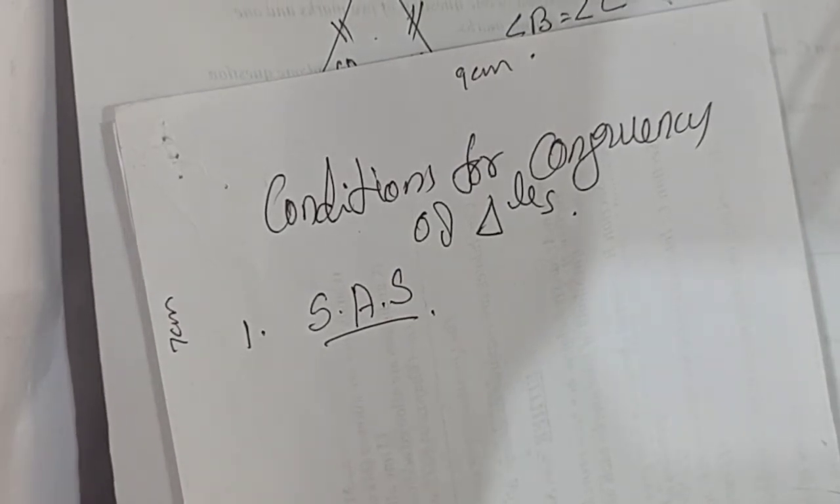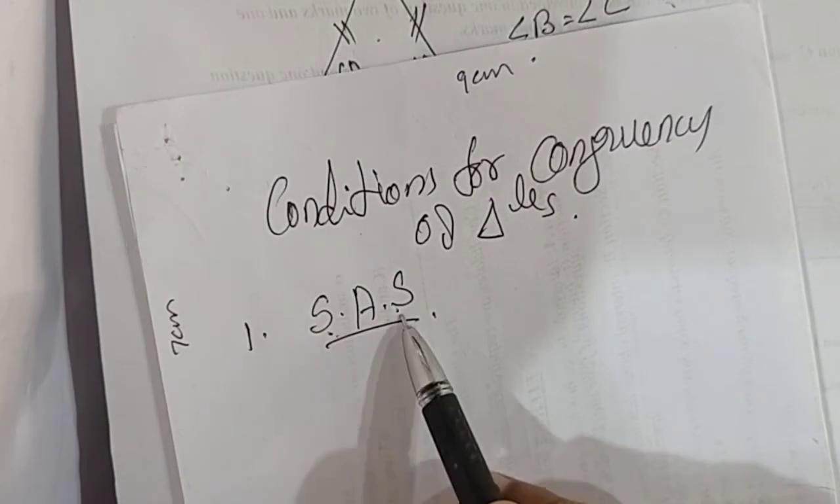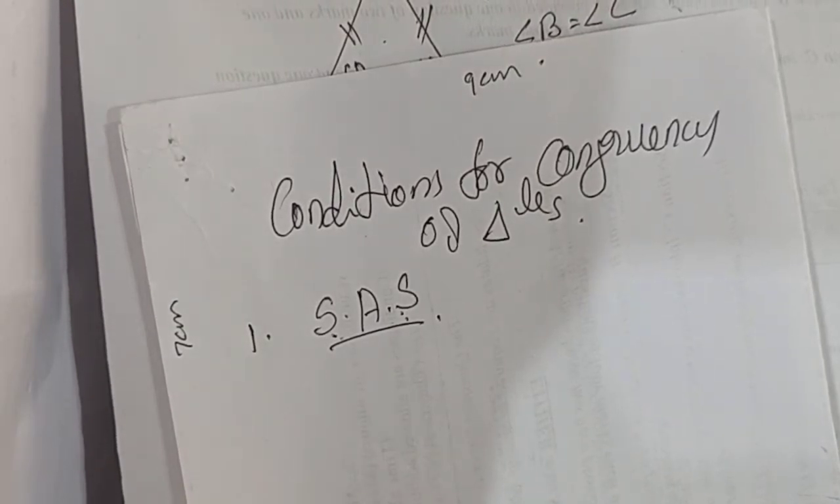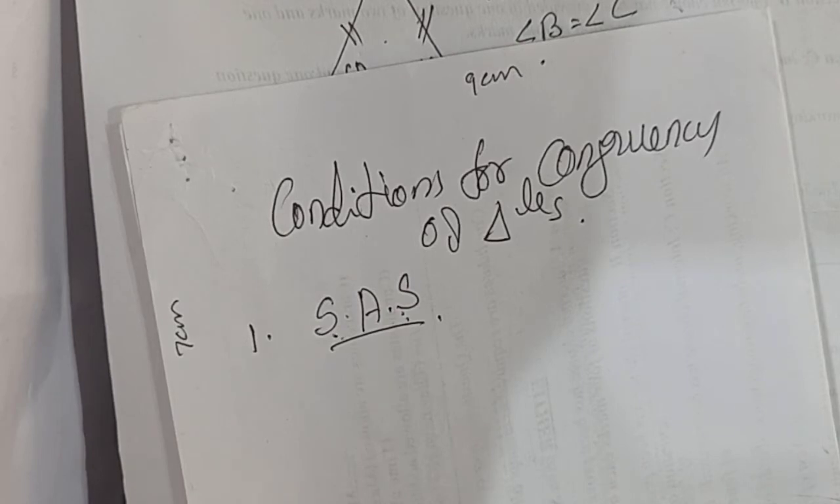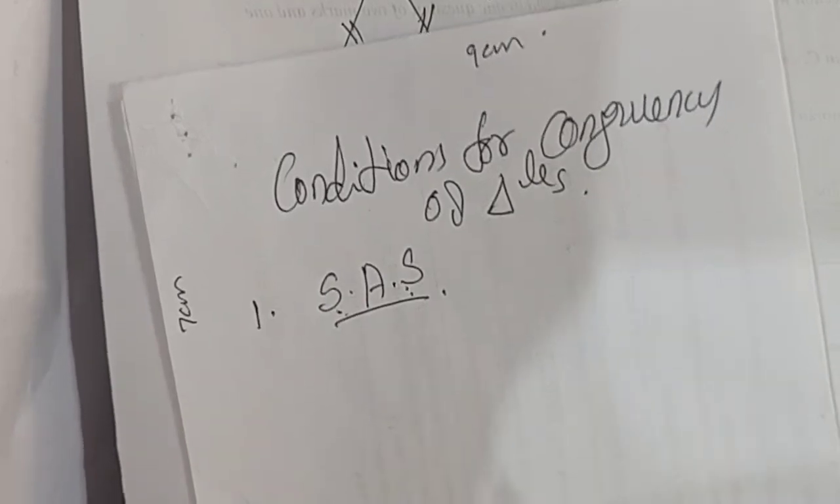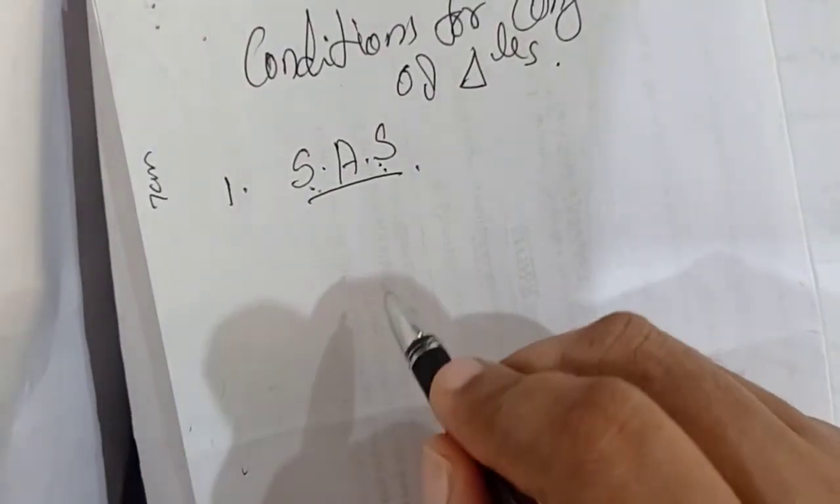Write the definition. If two sides and the included angle of one triangle are equal to the two sides and the included angle of the other triangle, the triangles are congruent by SAS. All of you look at the board.